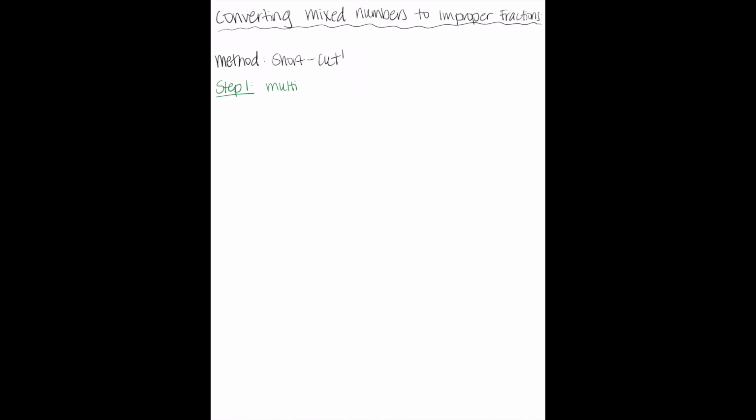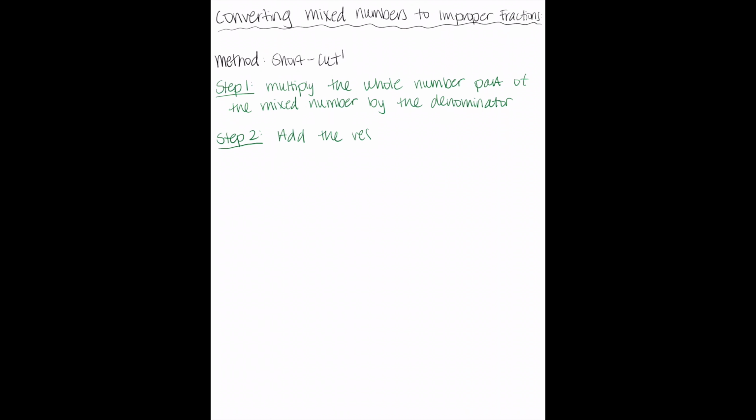And now that we have a basis and understanding of how to work one way, working the opposite way is going to be a little bit more straightforward. So for our shortcut here, we are going to do it in a few steps. Step 1, we are going to multiply the whole number component of our mixed number by the denominator of our fraction. And then for step 2, we're going to take the result of that, the result of multiplying the whole number by the denominator of our fraction, and we're going to add that to the numerator.